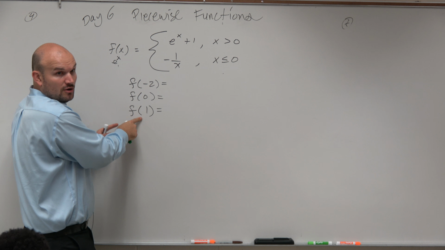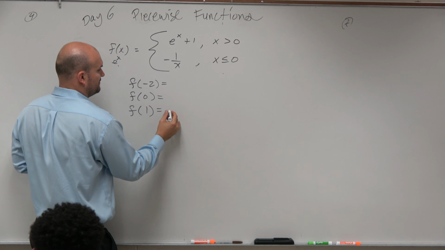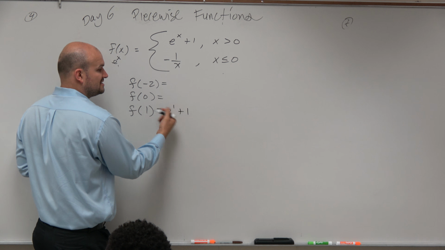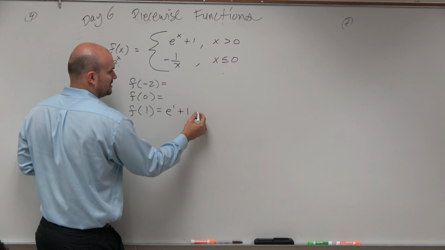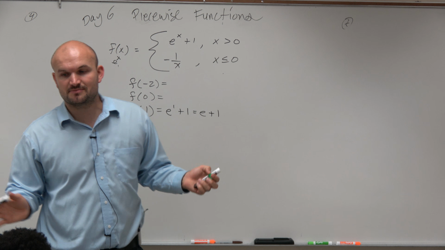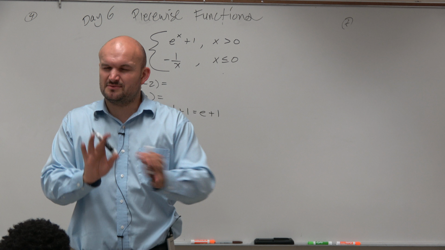F of 1. So when x is equal to 1, I'm only going to use this function. So therefore, I have e to the 1 plus 1. E is actually a constant, but it's an irrational constant. So we're just going to leave our answer as e plus 1. I'm not going to ask for a decimal, but in case I did, then obviously you would round it to decimals. But just leave it like that for now.